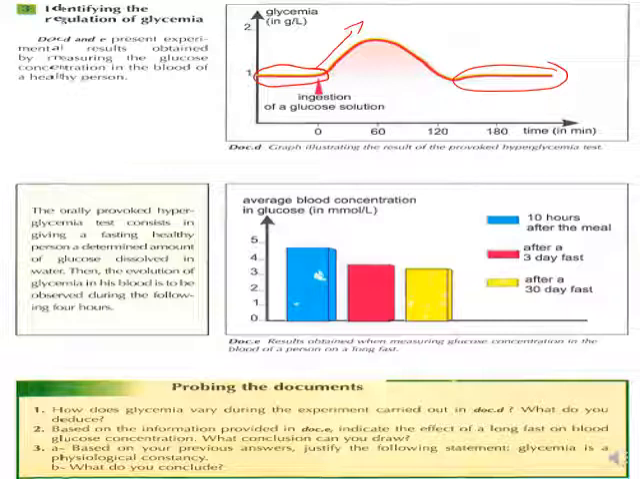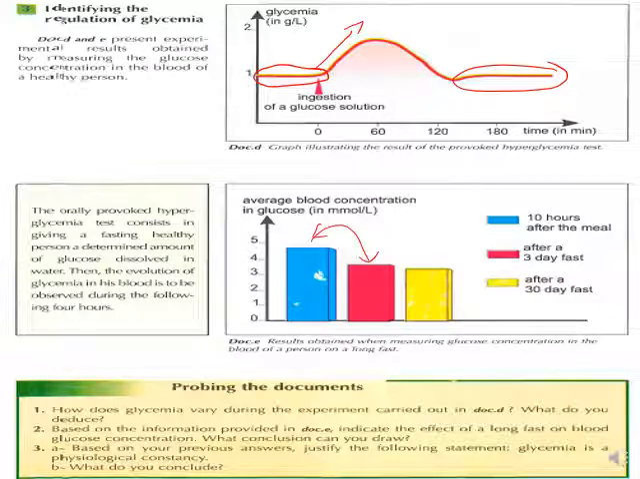This document E shows the result obtained when measuring glucose concentration in the blood of a person on a long fast. So 10 hours after a meal, the level of glucose was about 4.6 to 4.7 millimole per liter. Then it decreased to about 3.2 to 3.3, and then after about a 30-day fast, it decreased to about 3 to 3.1. So glycemia is maintained around the normal value. After the long period of fast, it varies between 4.7 here and 3.2 here.